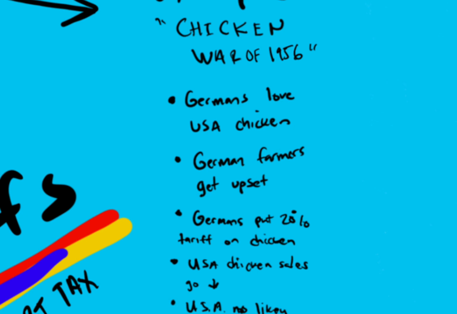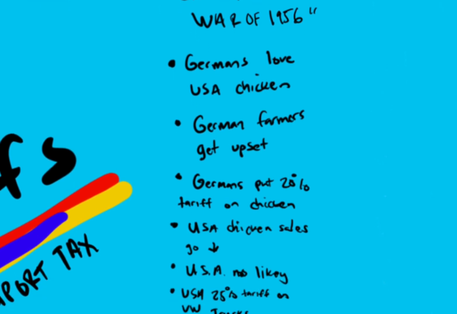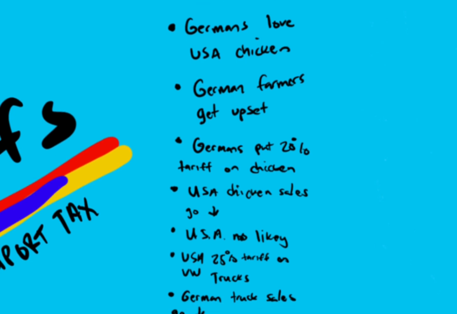Because the German farmers were so upset, they went to the government and said, hey, this needs to stop. And the government was like, you know what? You're right. Let's put a tariff on it. Boom, 20%. So what that means, going back to our definition, is the United States chicken had an additional tax put on it. Because of this tax, the chicken now cost more to the average German person. It went up from like $1.80 to $2.20. The Germans instantly stopped buying United States chicken because it was too expensive.